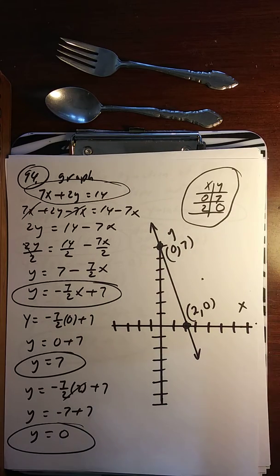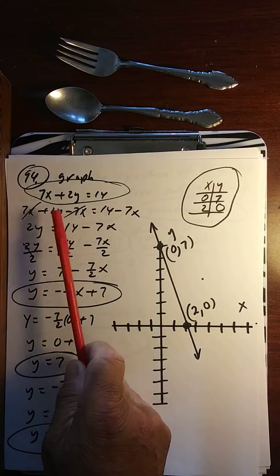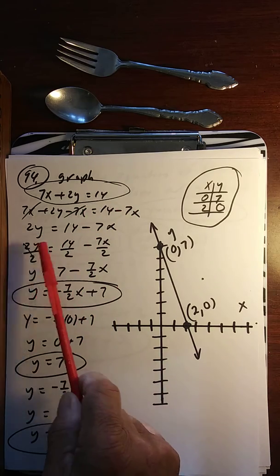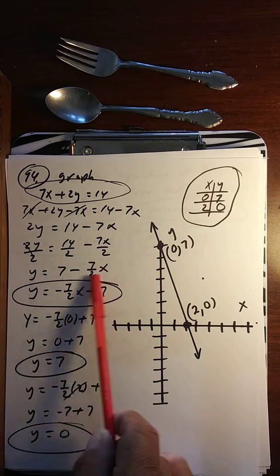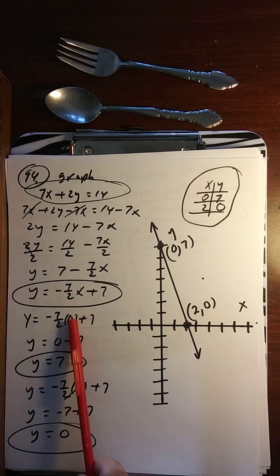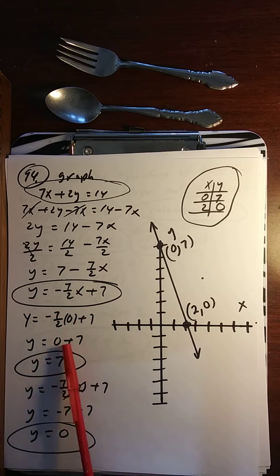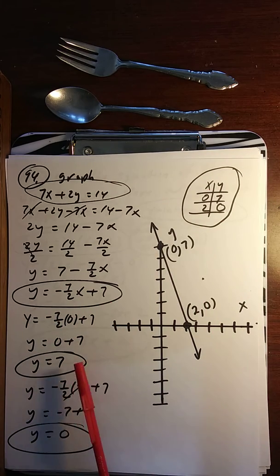This one. Solve for y first. So minus 7x, minus 7x. We have this. Divide by 2, 2, 2. So y equals this. Rewrite it this way. So now put a 0 in there. Well, 0 times that is 0 plus 7. 7. Done.